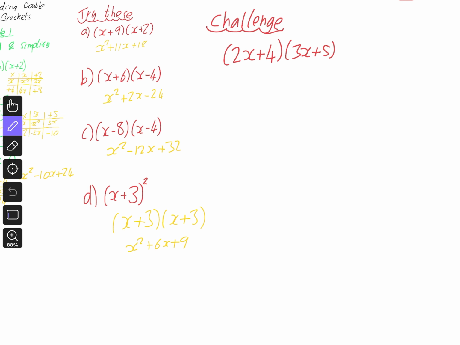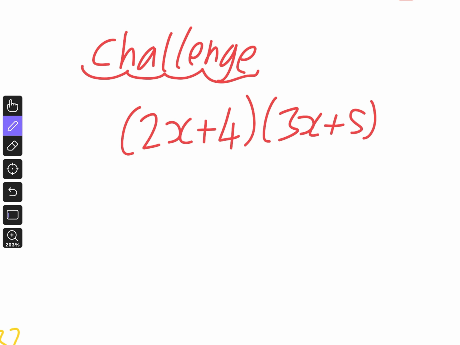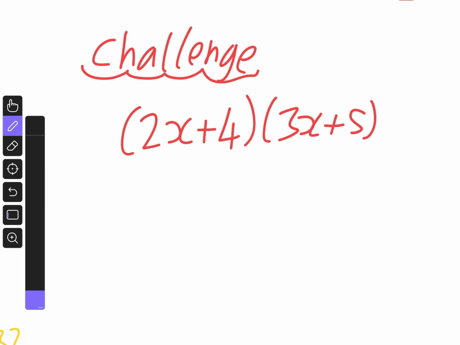Let's zoom out. Bit of a challenge now. Be careful with this challenge. You can't do what I did before, the little trick, because you've got a coefficient higher than 1. The coefficient is the number in front of the x. So this time you'll need to do your grid. Be careful with these. Draw your grid and see if you can get it.